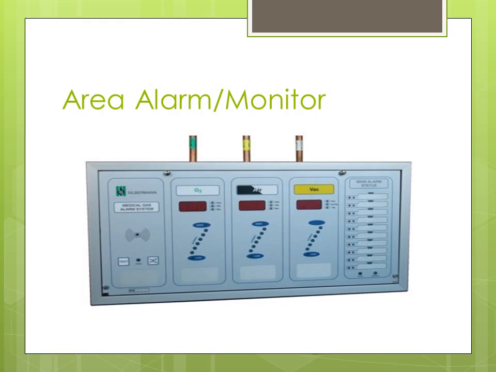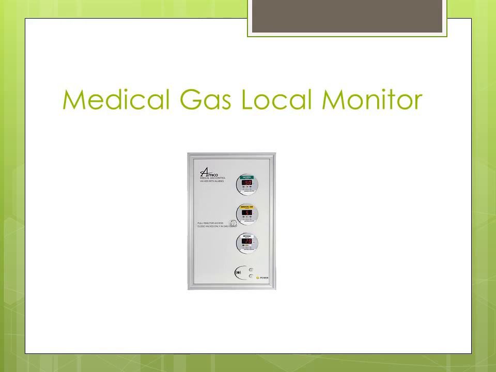Here's an area alarm. Again, it's a little more basic. This also, I think, could combo as a master alarm. But this is another type of alarm system that you might see out there. And then you get another alarm system. And this is what we call, I call, a local or zone alarm. Again, this becomes even more basic.